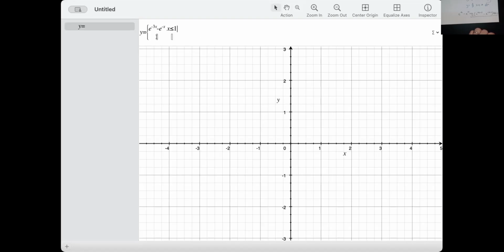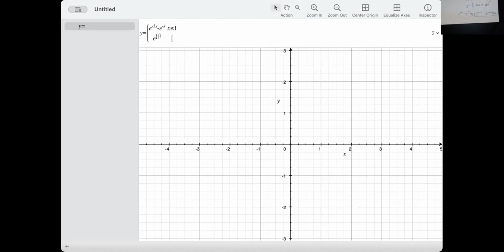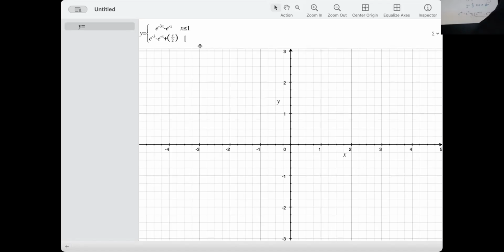And then it'll have the whole thing, e to the minus 3x minus e to the minus x plus parentheses e over 2, close parentheses, add parentheses, e to the negative 3x plus 3 minus e to the negative x plus 1. And we do that when x is bigger than 1.